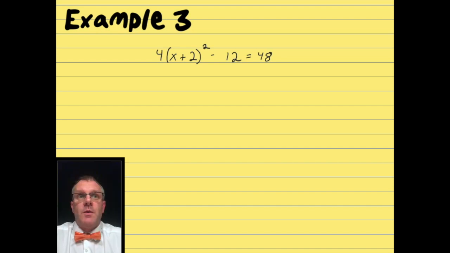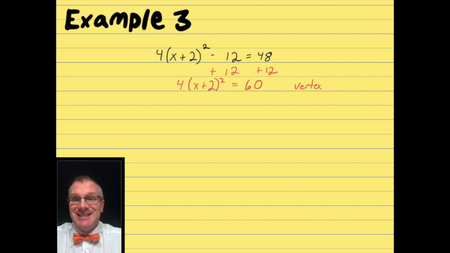All right, ladies and gentlemen, coming up on example 3. 4 times quantity x plus 2 squared minus 12 equals 48. Let's start this one out by adding 12 to both sides using our inverse operation. So we end up with 4 times x plus 2 squared equals 60. And what you'll notice is this is now in vertex form. So from vertex form, we can use square roots to easily find the solutions. I'll divide both sides by 4, leaving me with x plus 2 squared equals 15.